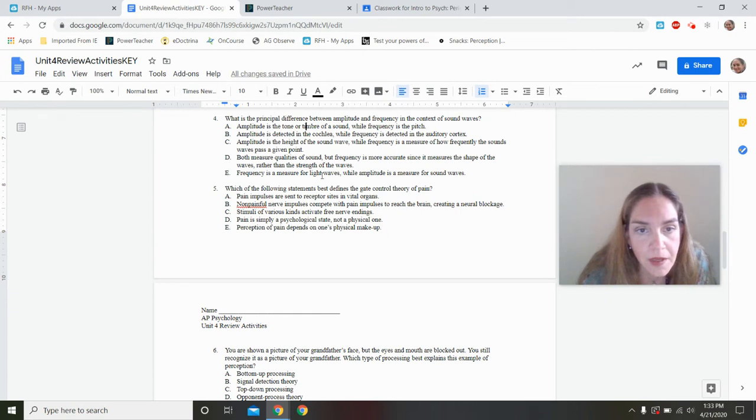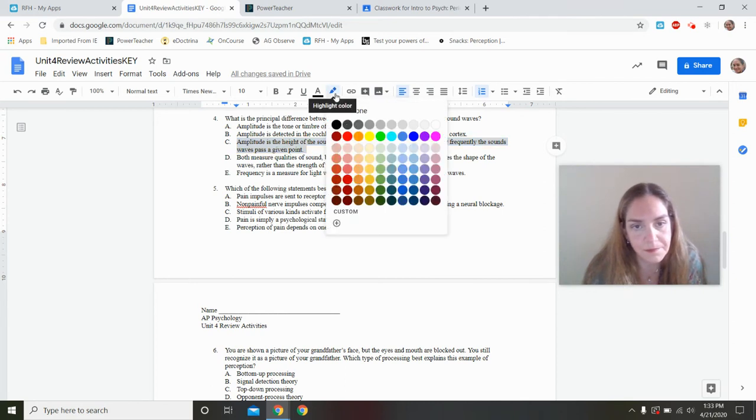Okay. So, amplitude is the tone or timbre of a sound. Frequency is the pitch. Nope. Amplitude is detected in the cochlea. Nope. Amplitude is the height of the sound wave, while frequency is a measure of how frequently the waves pass in a given point. Yes. Okay, there we go.